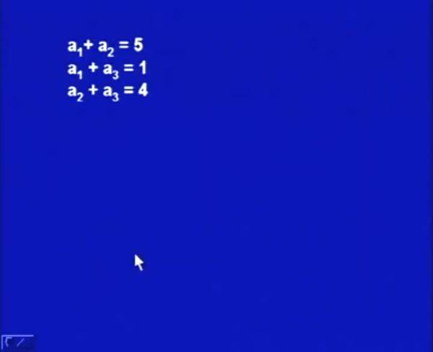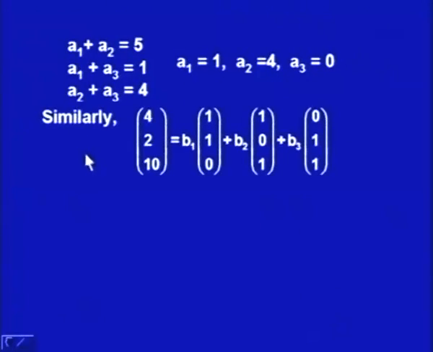For this purpose, I will say A1 plus A2 is equal to 5, A1 plus A3 is equal to 1, A2 plus A3 is equal to 4. When we solve these three equations in three unknowns A1, A2, A3, we will get A1 is equal to 1, A2 is equal to 4 and A3 is equal to 0. That means we have obtained the image of the first vector in terms of the basis elements.